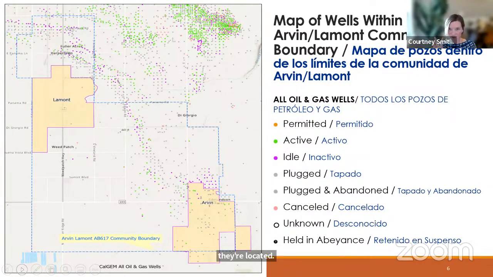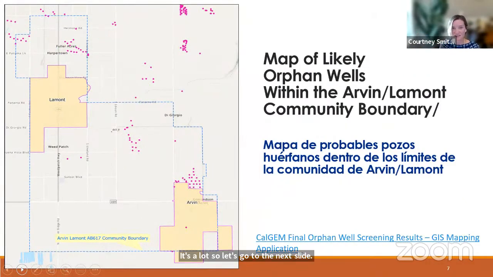It's a lot. So let's go to the next slide. This is a map of wells that CalGEM has identified. This is a subset of those ones I just went over that we've identified as being wells that are likely orphan wells. So I want to talk a little bit about what that means.